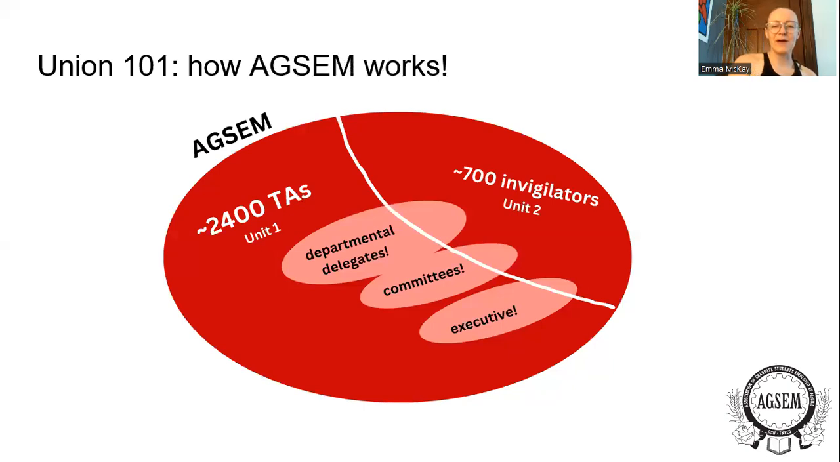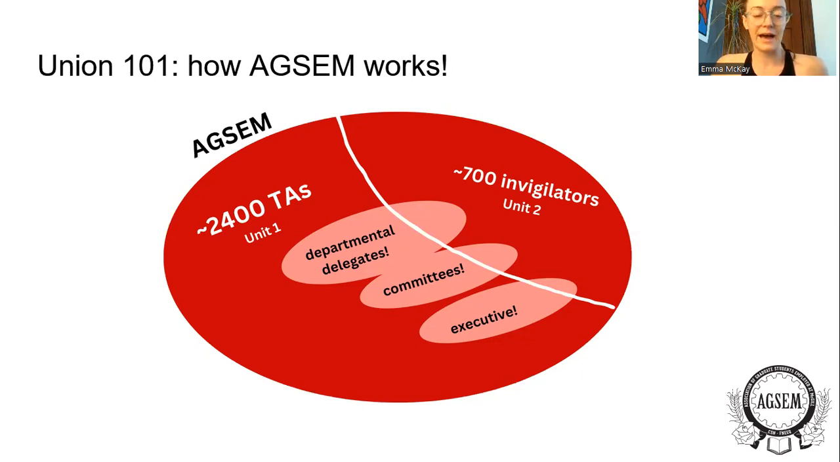So a little bit more about how AGSEM specifically looks as a union. It's quite large. We have two bargaining units, TAs and invigilators. What that means is that TAs and invigilators do different jobs. They have different collective agreements. They go to the bargaining table at different times. But we share resources. We share dues, we share liberations from the university. So that's what the employer pays us, that we've won those sharing of funds through negotiations, again, through our collective agreement.